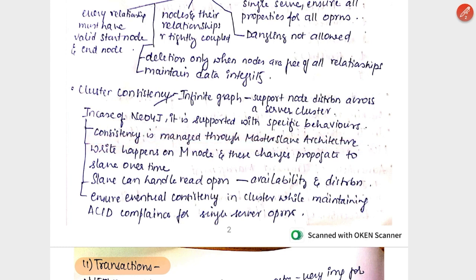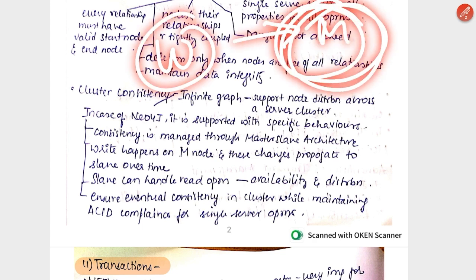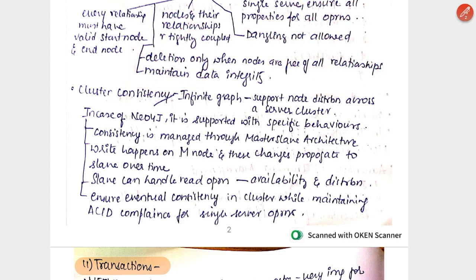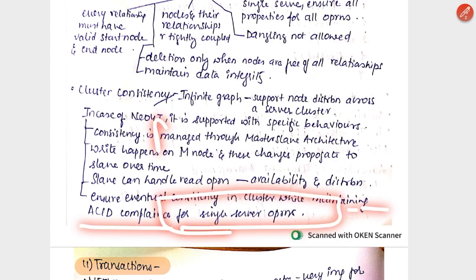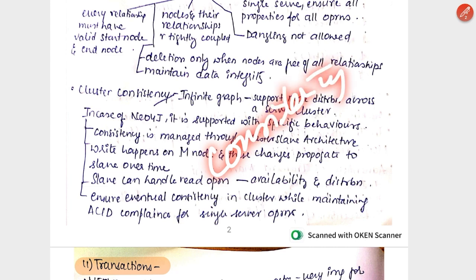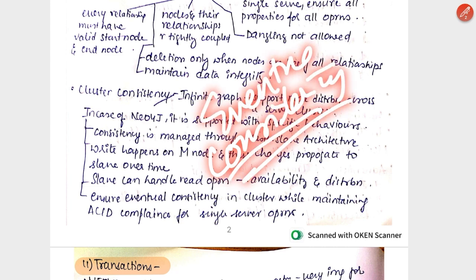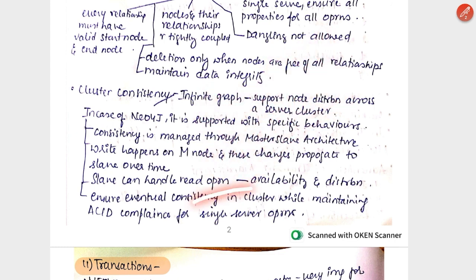So here write happens on the master node. Write operation is performed on the master node and the changes are made, and these changes are propagated to the slave nodes over time. That is, eventual consistency for the slaves is happening here. So slaves can handle only the read operation, thereby improving the availability and distribution. So here we are also ensuring that eventual consistency in the cluster is maintained while maintaining the ACID compliance for a single server operation. So we can say that the ACID properties are being followed here, and along with that, eventual consistency is maintained for the cluster.